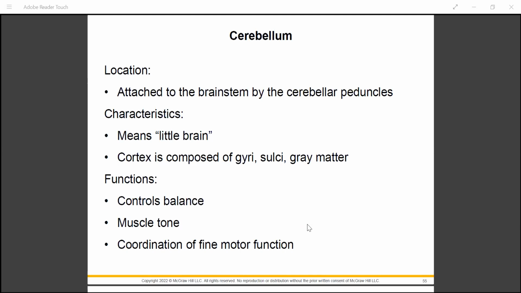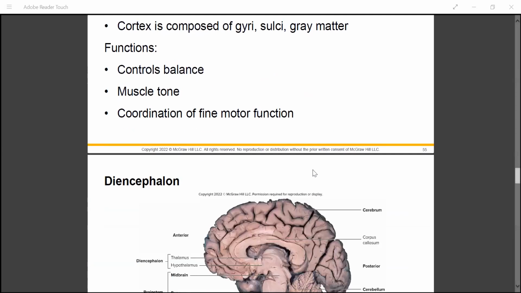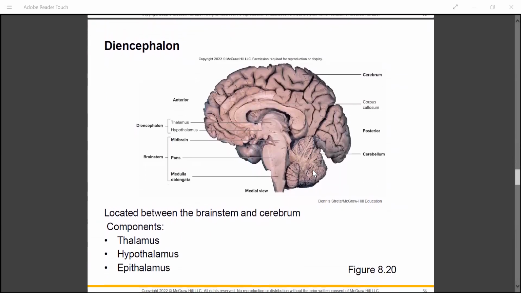Like if you've ever seen a baby giraffe walk, they're super clumsy, or a baby horse, or even think of Frankenstein walking. It just looks really uncoordinated and odd. So here's our cerebellum here. They call it the little brain because it kind of sticks on the back of the brain.